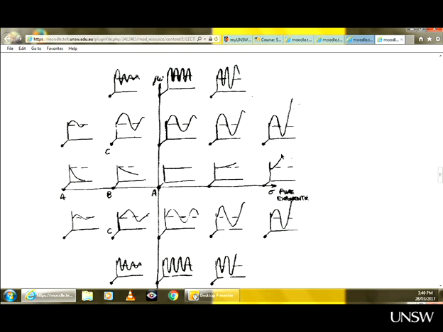This is what we call an exponentially unstable system. This one is exponentially stable because it comes back to 0. This one too. This one doesn't.